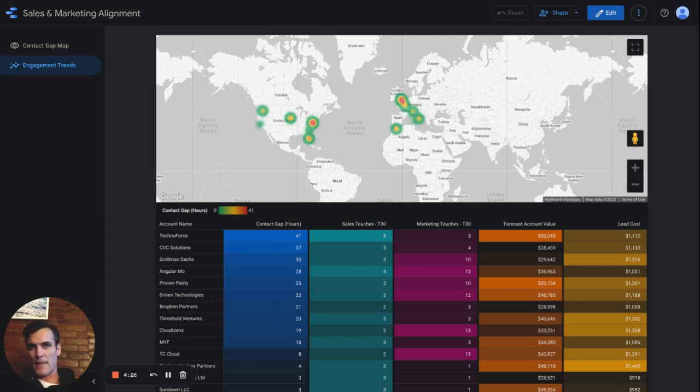This is a contact gap map. Basically, we're measuring the date time difference between when the lead was created and when the first activity was logged on it. We're obviously trying to minimize the contact gap because when a lead comes in, that's the best time to strike while the iron's hot.